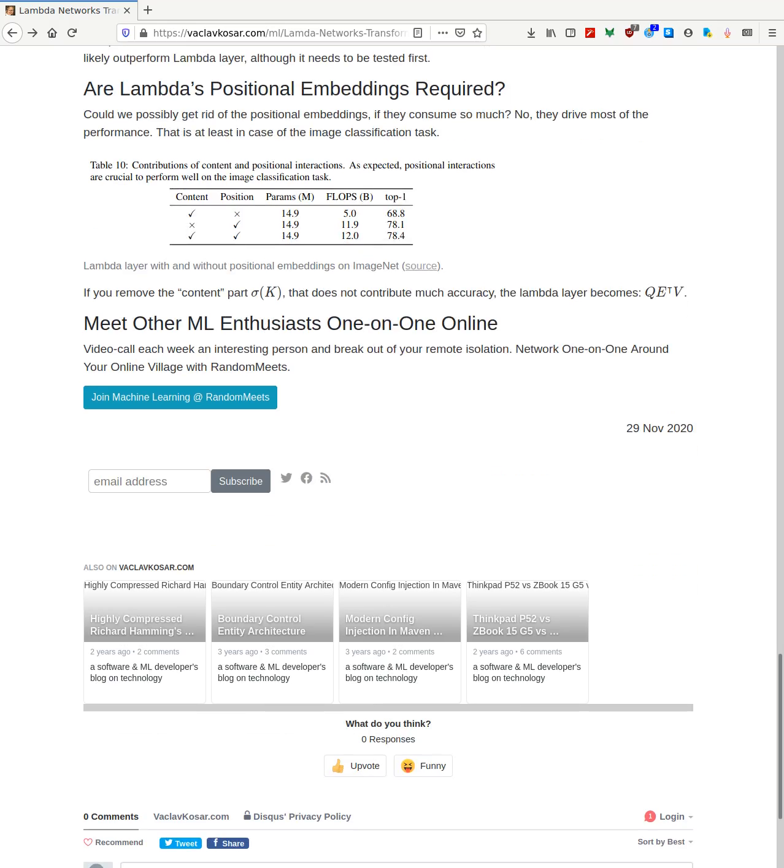Are Lambda's positional embeddings required? Absolutely. They actually drive most of the results, as I mentioned, and they tried this in the paper, and they found out that the softmax on the key part, they call it content part, doesn't matter that much, and the most important part are the embeddings. So the actual equation is more like Q times C, E times V, as in the infographic I mentioned at the beginning.